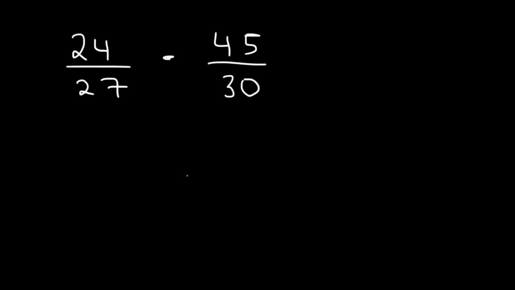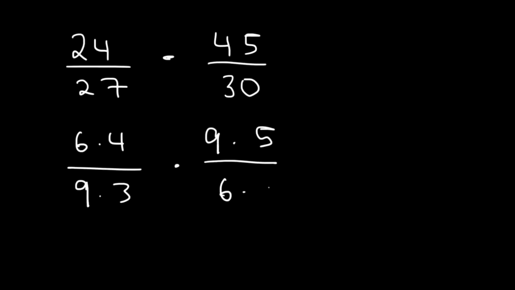For instance, 24 is basically 6 times 4. 27 is 9 times 3. 45 is 9 times 5. And 30 is 6 times 5. You want to break it in such a way that you can cancel some numbers. Here we can cancel a 5 because we have one on top and the other on the bottom.